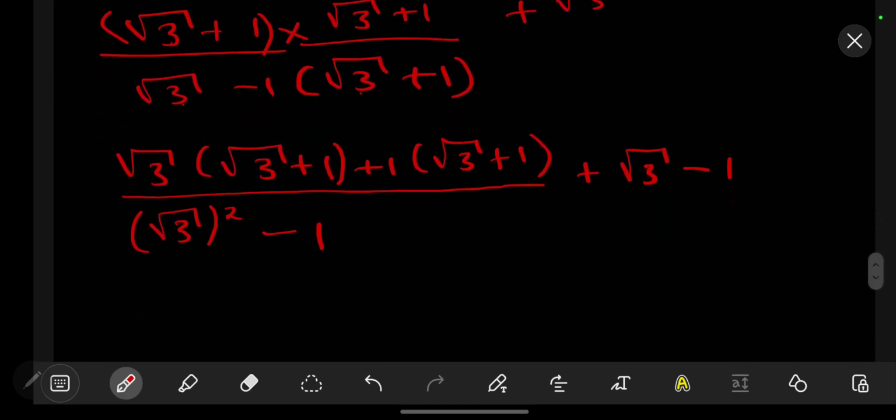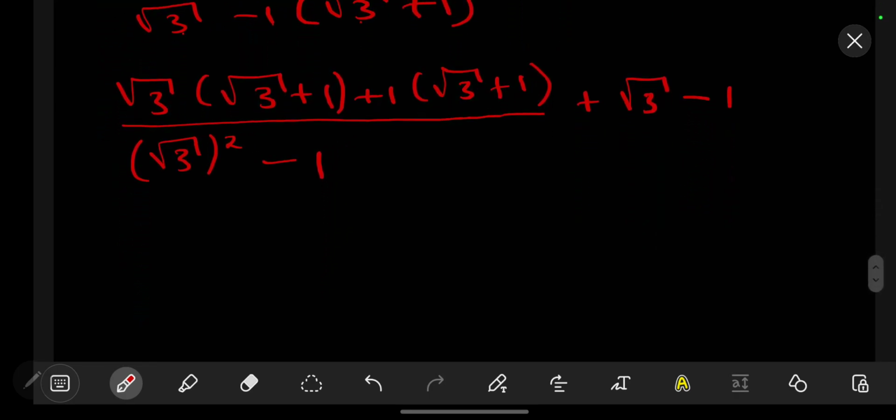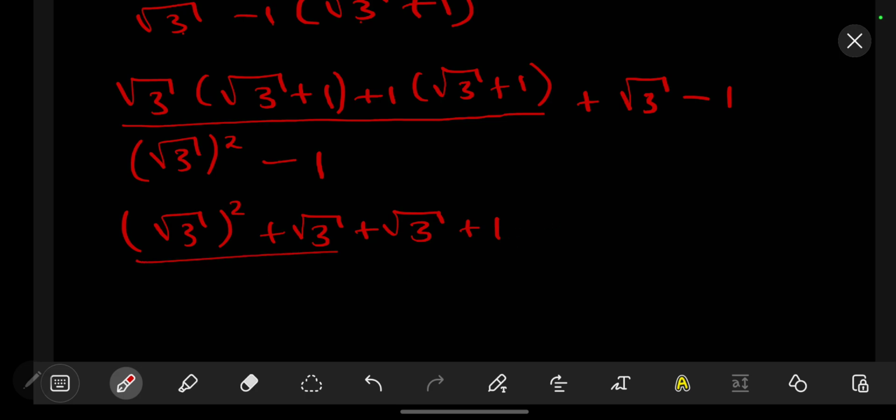To simplify our work from there, we are going to now multiply. The square root of 3 times the square root of 3 will be the square root of 3 squared. Then plus the square root of 3 times 1, which is the square root of 3. 1 times the square root of 3 is the square root of 3. 1 times 1 will be plus 1. Then over, this one and this one will cancel, so we are going to have 3 minus 1 like that.